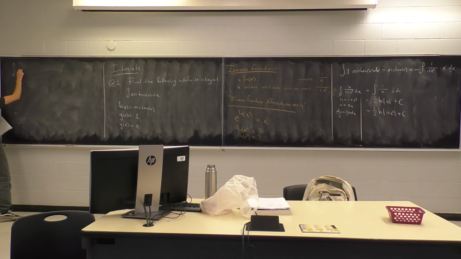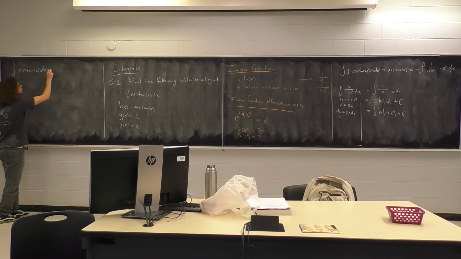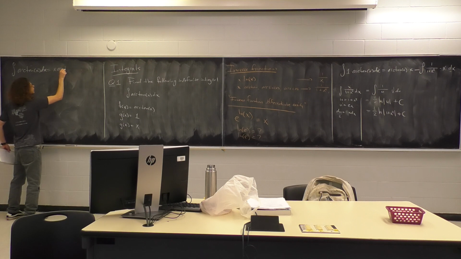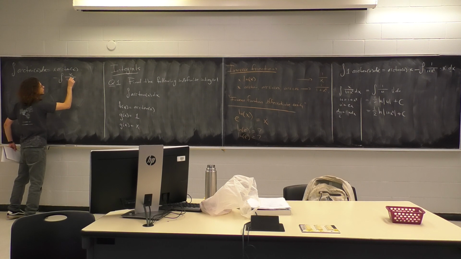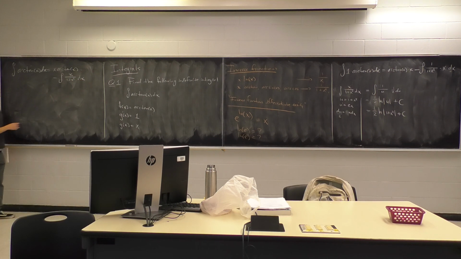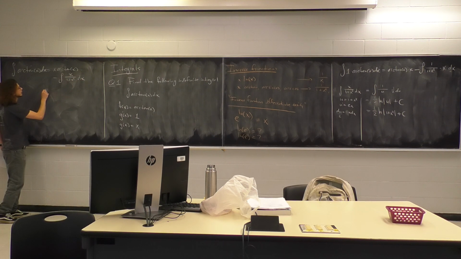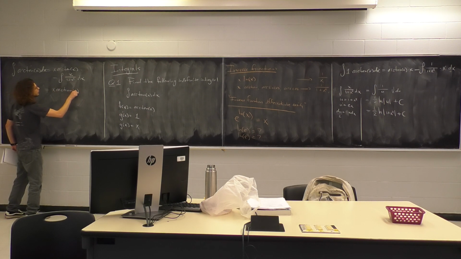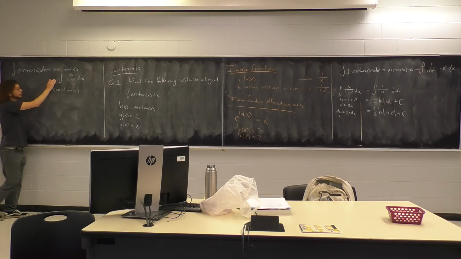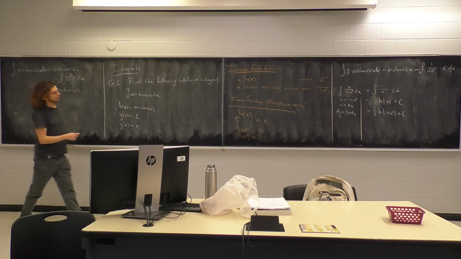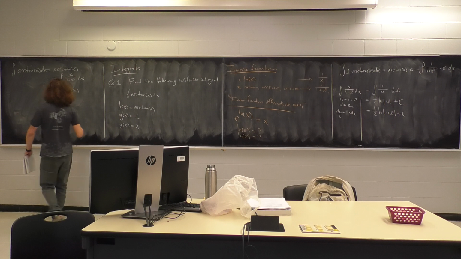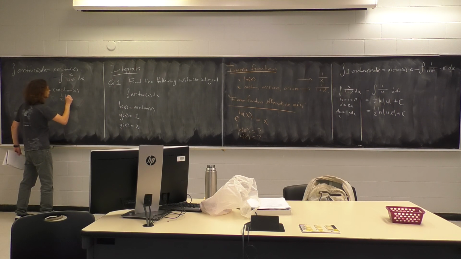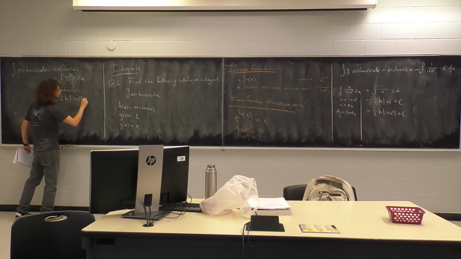So the integral of arctangent, we established already that this is x arctangent of x minus the integral of x over 1 plus x squared dx. Integral of x over 1 plus x squared we calculated separately. If you plug it back in, don't forget that there's this minus here. We have to leave it there. So we get minus a half ln absolute value of 1 plus x squared plus c.